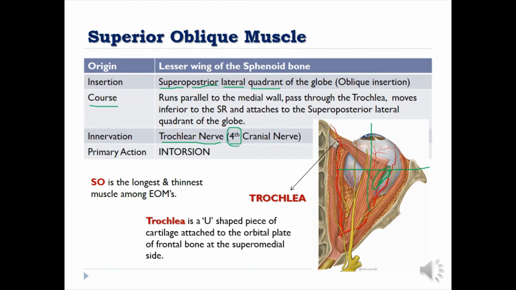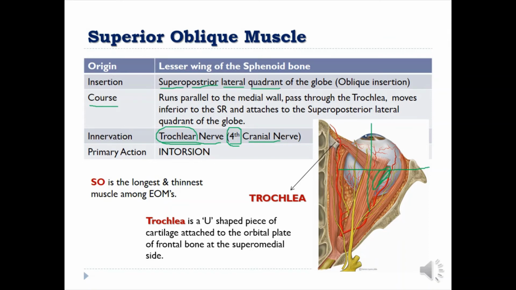Now, do you remember the other cranial nerves we discussed? One is the oculomotor nerve, that is the third cranial nerve. Three rectus muscles were controlled by that oculomotor nerve: one was superior rectus, another one was inferior rectus, the third one was medial rectus. Right, the lateral rectus was supplied by the abducens nerve, that is the sixth cranial nerve. Now coming to the superior oblique muscle, that is controlled by the trochlear nerve. Why the name trochlear? Because the trochlea is unique to the superior oblique muscle. So it is controlled by the fourth cranial nerve. Fourth cranial nerve is trochlear, third is oculomotor, sixth is abducens, right?